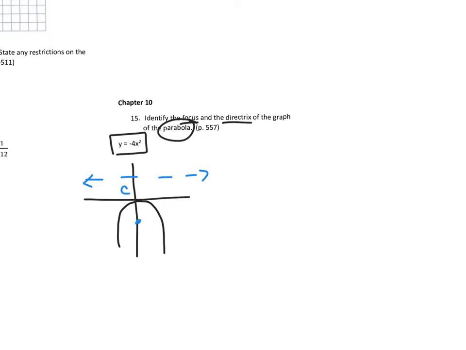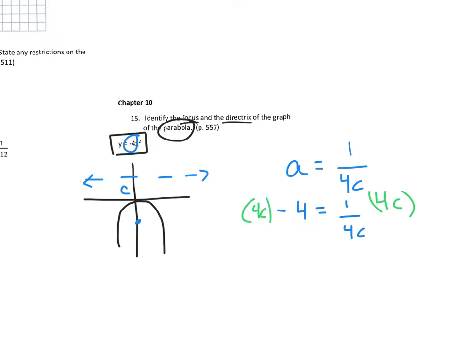The vertex is at 0, 0, and the distance between the vertex and the directrix is c, and the distance between the vertex and the focal point is c. To figure out the c, you need to use the relationship a equals 1 over 4c. In this case, a is negative 4. Solving for c, multiply both sides by 4c, which gives us negative 16c equals 1. Dividing both sides by negative 16, c is negative 1/16.